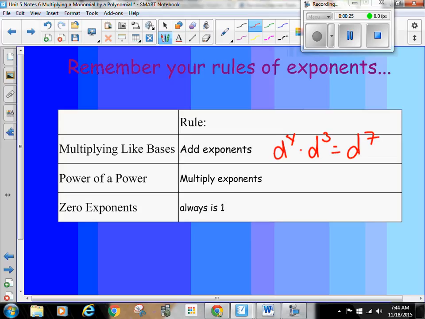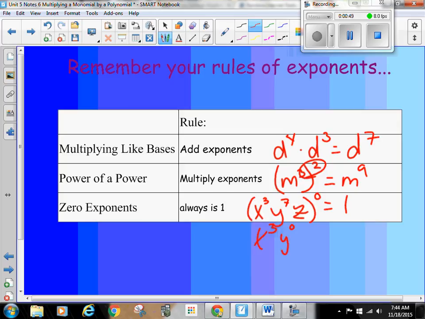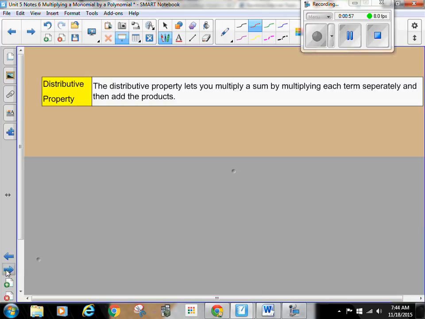Power of a power, we multiply the exponents, so that's like m to the 3rd squared. We're going to multiply the 3 and the 2, so we get m to the 9th. Zero exponents is always 1, so remember if we have a whole bunch of stuff to the 0 power, it turns to 1. Or if we have just parts, just the y is going to go to 1, so we get x to the 3rd, z to the 4th.